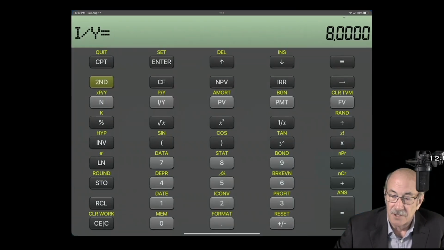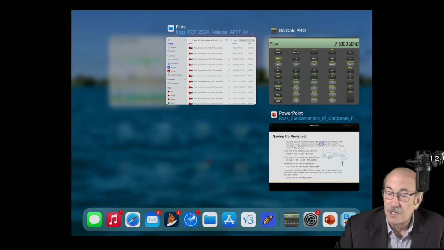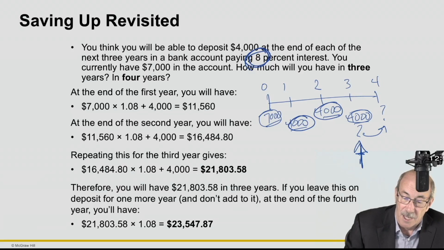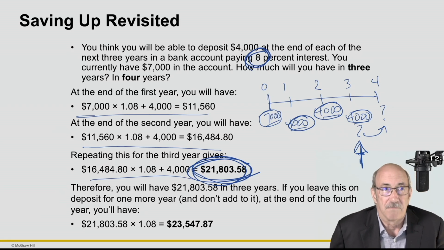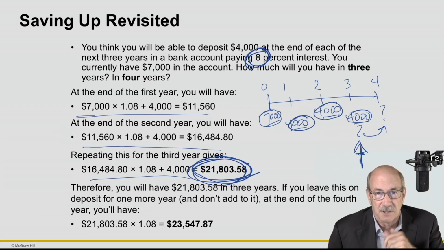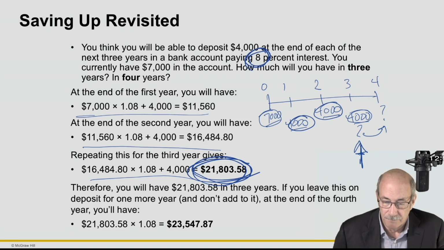All right, so back to the calculator, compute, the CPT key, and future value. And I get $21,803.58. And yeah, look, lo and behold, it's exactly the answer you get if you follow the method that they've outlined here as well. And like I said, I'm not going to walk you through that. It's pretty self-explanatory. If you'd rather do it that way, that works. Takes a little more time, but it works.